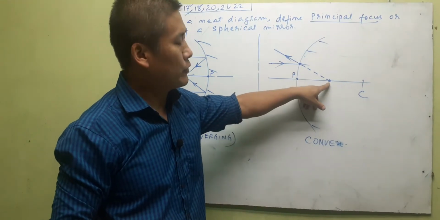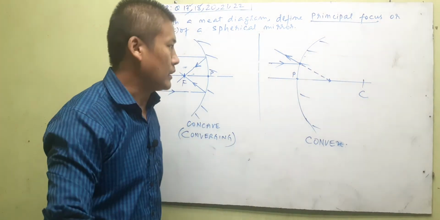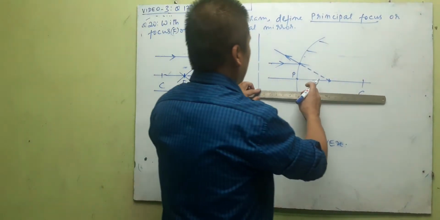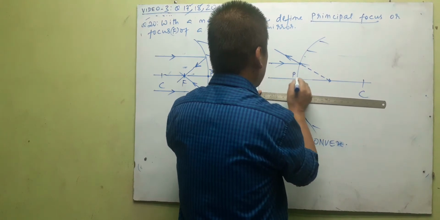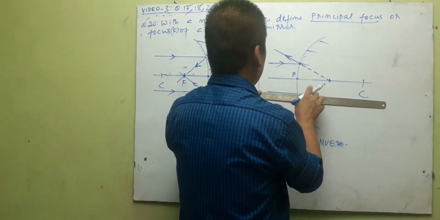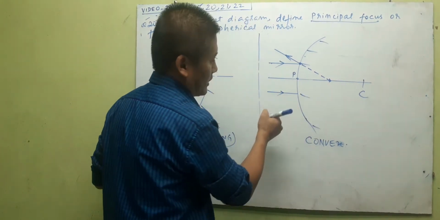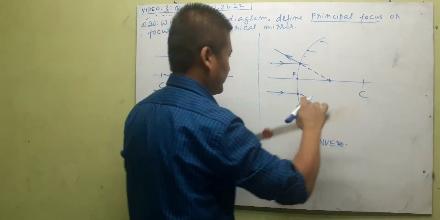So this is not a real point, as if point. Okay, then draw another ray like that, parallel to the principal axis. This is the principal axis, this line. Draw parallel. So this is the parallel incident ray. Put your scale here and here again.